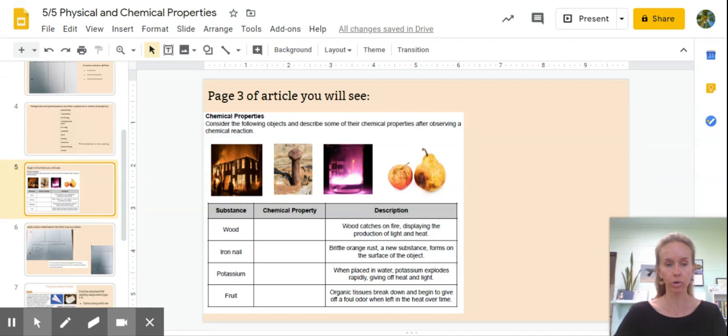In this first entry, we see the substance is wood. That's going to be this first image. The description is wood catches on fire, displaying the production of light and heat. What chemical property might be exhibited there? Well, that would be flammability. So wood has the chemical property, the potential to be flammable. It has a chemical property of flammability.